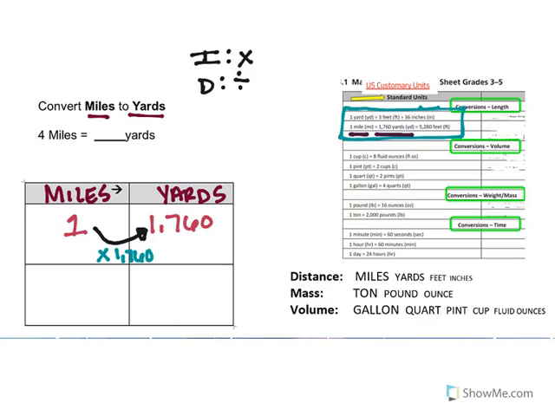Next thing we have to do is apply that rule to our 4 miles. So we have to go ahead and plug in our 4 miles. So 4 miles, let's make that a little darker, and we want to convert it to yards. So we're going to apply that same rule. 4 times 1,760. Now when I multiply 4 times 1,760, we get 7,040. So 4 miles is equal to 7,040 yards.